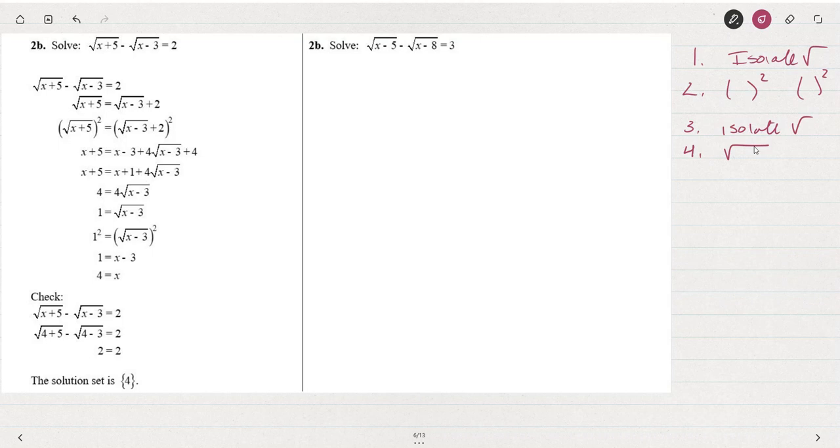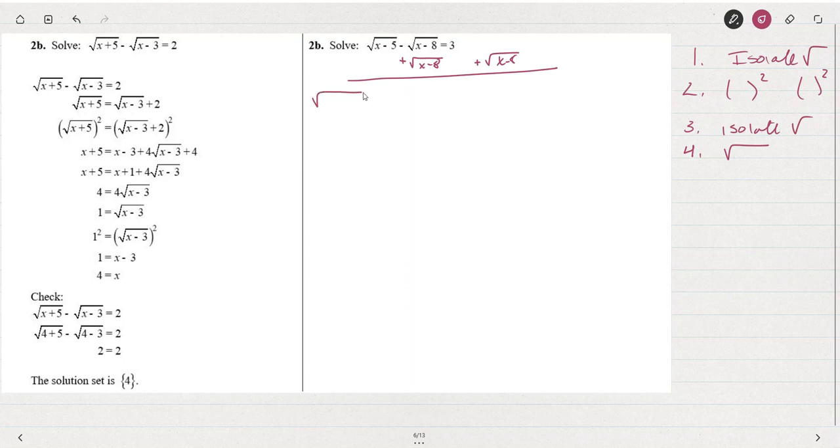Remember that the goal is to solve for x. If you tried squaring both sides as it is with two radicals, you'd see that you still get a radical in your equation, and it gets really complicated also, so not advised. What we want to do instead is isolate one of them. So I'm going to add the square root of x minus 8 to both sides.